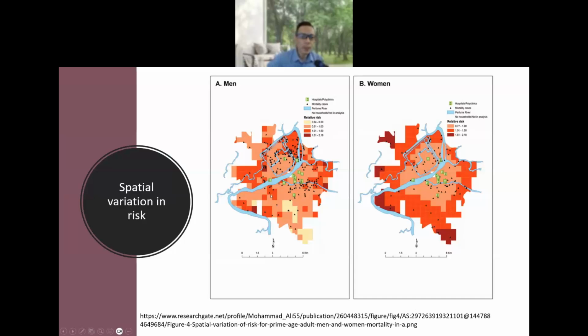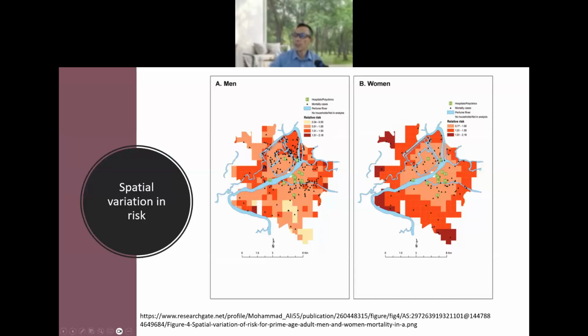Not sure. But here what they did is basically they can measure the risk and they can map the area where the risks are above 1 or where the risks are below 1. So areas that have risk below 1 are considered areas that have lower risk for certain diseases. Areas that are above 1 show that those areas have higher risk for certain diseases. Okay.